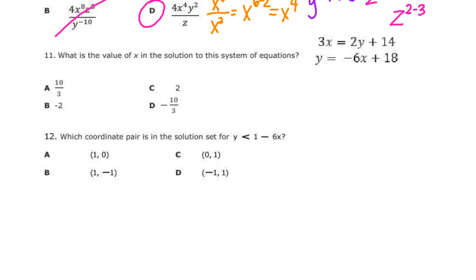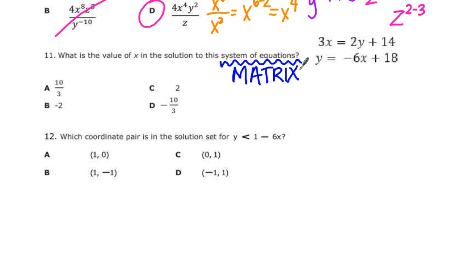All right, let's talk about number 11. Number 11 says, what is the value of x in the solution to the system of equations? Systems of equations, you should be thinking matrix, okay? Matrix. We plug this in and we go figure that out. The calculator steps for matrix are at the bottom of this board, okay?